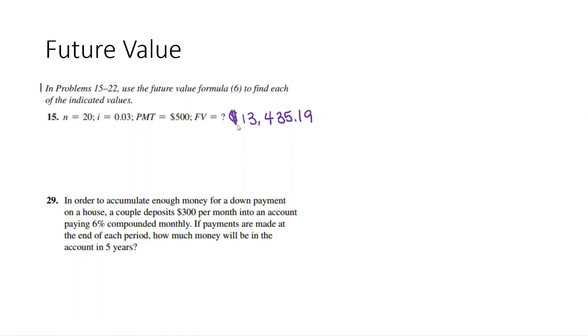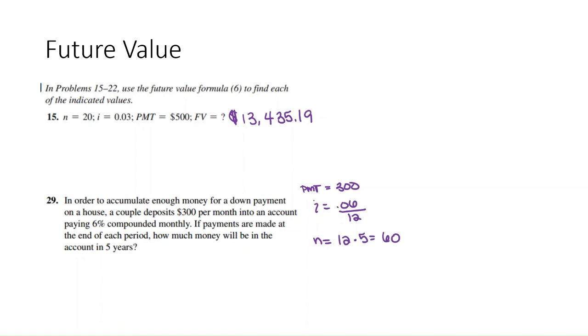So let's look at a word problem. In order to accumulate enough money for a down payment on a house, a couple deposits $300 per month into an account paying 6% compounded monthly. If payments are made at the end of each period, how much money will be in the account in 5 years? Okay, so my payment that I'm putting down each time is $300. We need to calculate the interest rate, 6%, 0.06 monthly divided by 12. And then I need to figure out how many times I have calculated interest. Well, that's 12 times a year for 5 years, or 60 times that I've calculated interest.